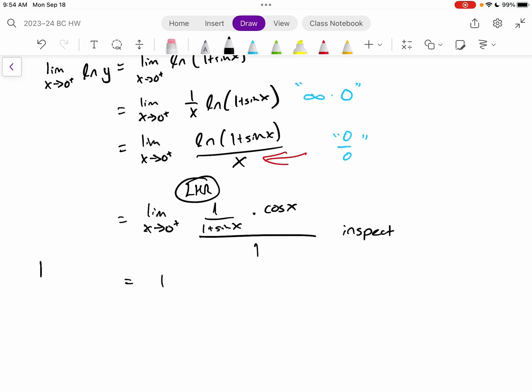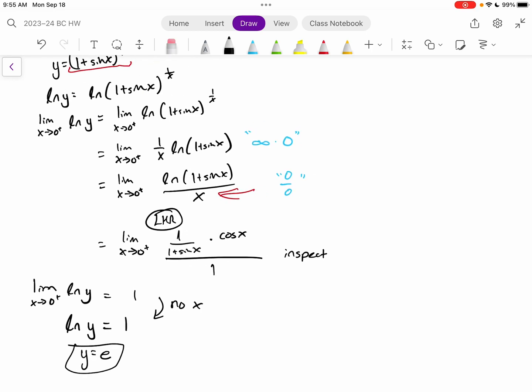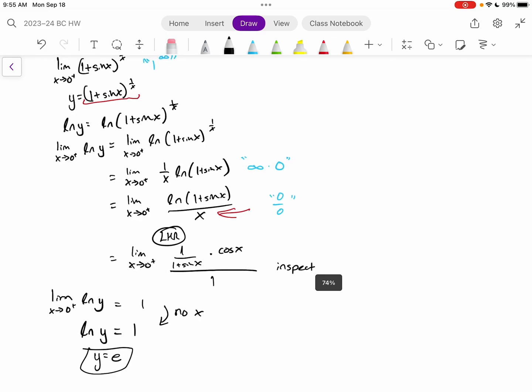I put that in a box. Probably shouldn't have. This was the limit as x approaches 0 from the positive side of ln y. Well, there is no x on that side, so I can sort of ignore that limit. So we're saying the natural log of y is 1. The natural log of y equals 1. Where is that true? Well, of course, then y has to be e. That is my actual answer. This limit y equals e when x gets close to 0.